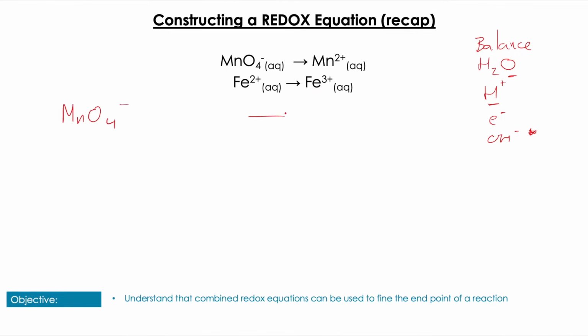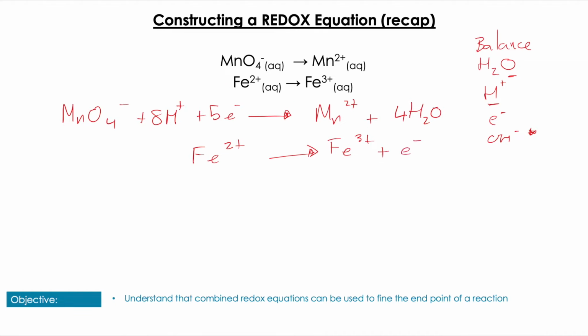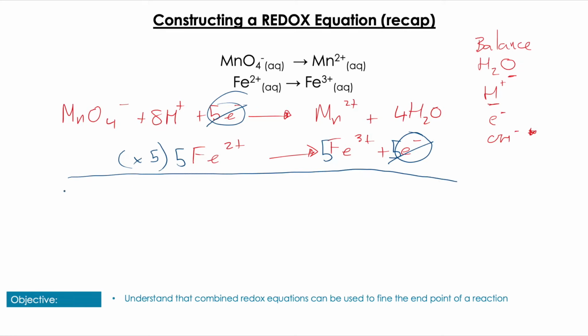So before we get started, let's have a look at a recap of redox equations. I've got two equations here, and I'm going to use the list that we did: balance, water, H+, electrons, and OH-. I'm just going to do that for both equations. Remember, we always assume we have an acidic solution unless otherwise stated. In this case, I need to multiply the second equation by 5 to get the same number of electrons, and then I can combine both equations into a balanced redox equation.